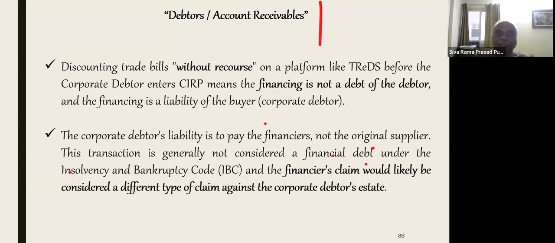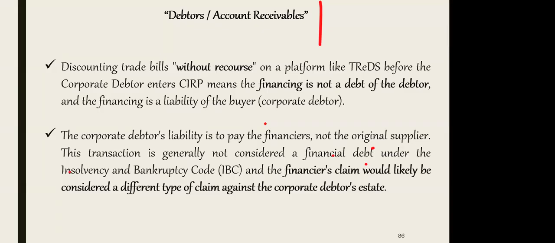Once the Exim Bank has purchased, if the importer does not pay, the loss will be borne by the Exim Bank. The corporate debtor need not worry. But in this case, particularly CIRP, once the importer does not pay, the Exim Bank steps into the shoes of the operational creditor. And as an operational creditor, the Exim Bank will file the claim to the IRP or RP. Are you getting my point, sir? Yeah, thank you.